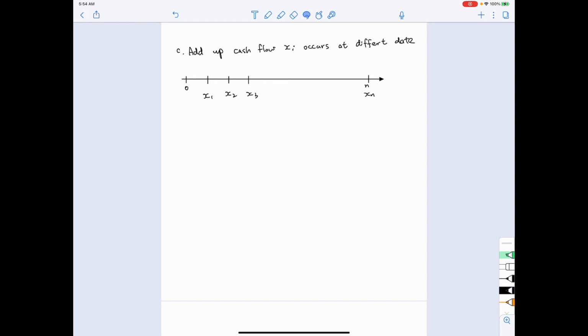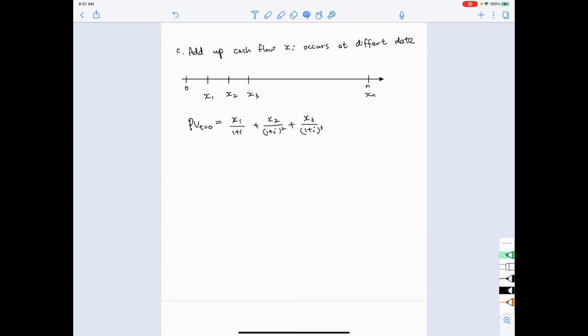We say that the present value of this entire cash flow stream is that you need to add up the present value of the cash flows that occur at different dates, and then you will be able to get the present value for the entire cash flow stream. Given that you receive x1 at date 1, the present value of x1 will become x1 over 1 plus I. Given that you receive x2 at date 2, the present value of the second cash flow will be x2 divided by 1 plus I squared. Then you receive the x3 amount at date 3, so the present value of this amount will be x3 divided by 1 plus I to the third power.